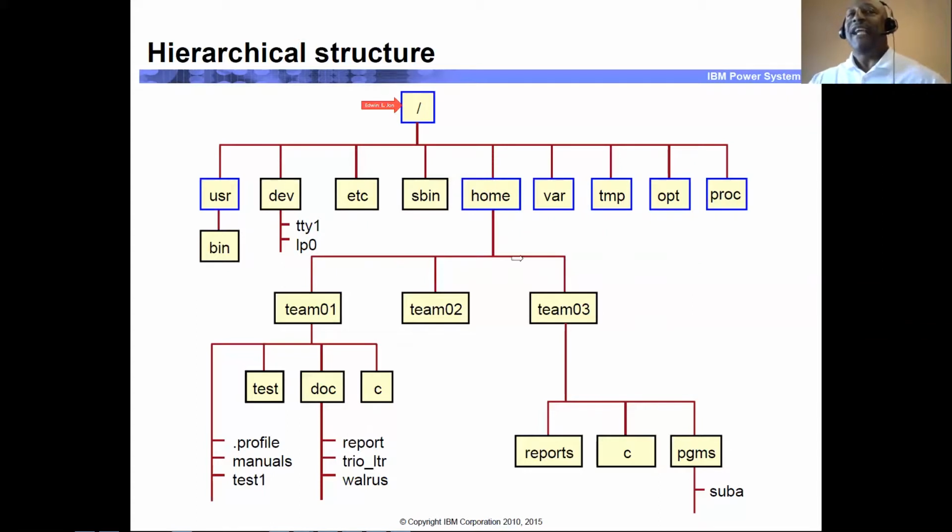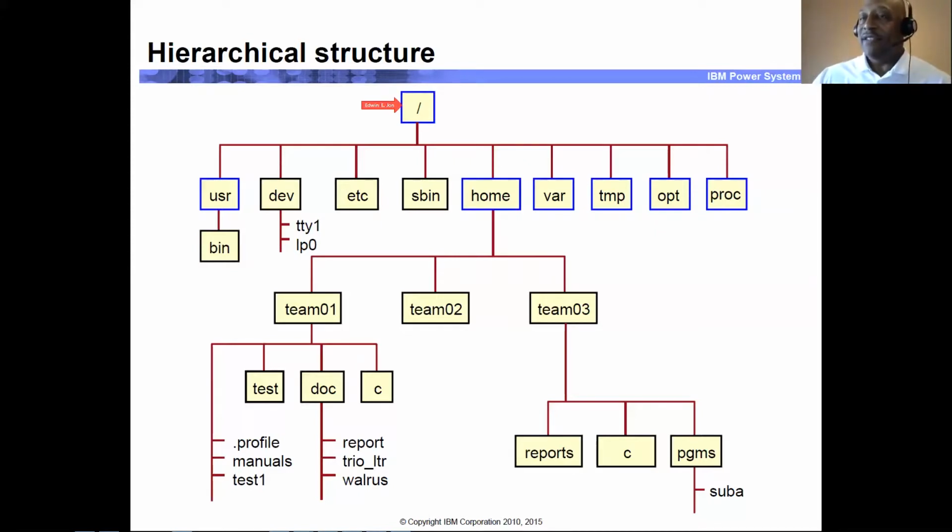All right. And under, for example, the team01 directory, there are some subdirectories. We don't know the directory tree structure exactly, but we see some subdirectories: test, DOC, and also the C subdirectory. The C subdirectory and the test subdirectory do not contain any files, but the DOC directory does contain a group of files, which we'll be using as examples as we move through this unit.